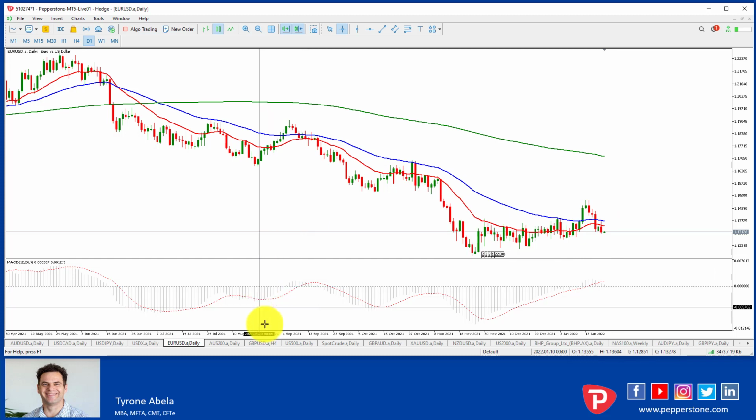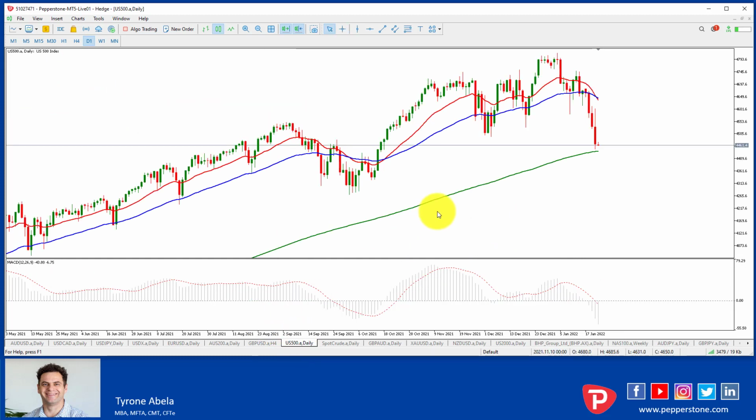All right, the last one we'll have a look at today is the US 500. Obviously, we've got the big sell-off. There's no big surprises there. We talked about that on the webinar on Wednesday night, that we thought the weakness was definitely looking more likely than not. And we've seen a pretty big sell-off now.